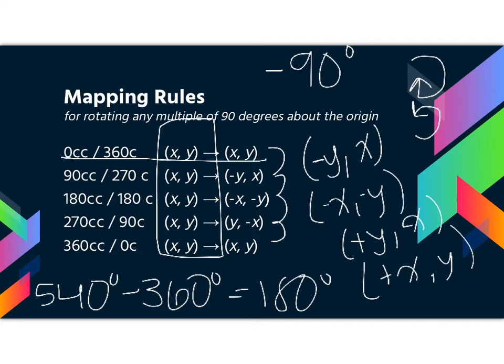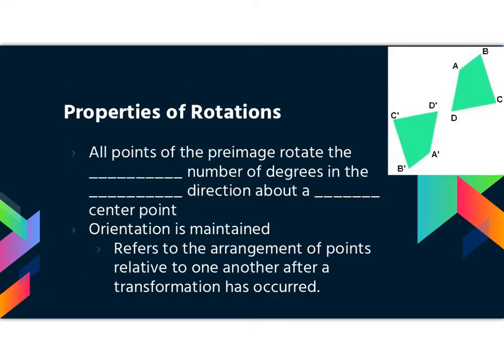So, properties of rotations: all points of the pre-image rotate the same number of degrees in the same direction about a fixed center point. Rotations also maintain orientation. Orientation refers to the arrangement of points relative to one another after a transformation has occurred. It can also be thought of as the order of the points when traveling around a geometric figure. Note that reflections are the only rigid transformation that do not preserve orientation. Dilations preserve orientation, and that's a type of non-rigid transformation. We know rotations maintain orientation, and translations also maintain orientation.